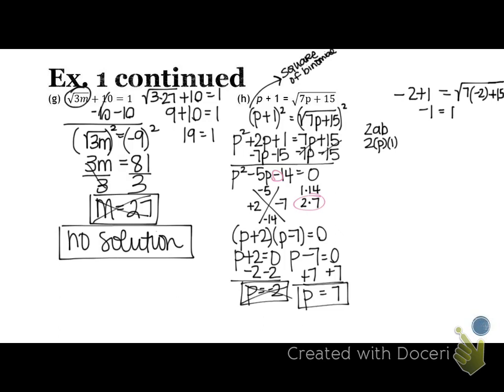Now we check our 7. 7 plus 1 equals the square root of 7 times 7 plus 15. What is 7 plus 1? 8. And again, we do the square root of, in parentheses, 7 times 7 plus 15. And what do we get? Does 8 equal 8? Then what is our only answer to this problem? P equals 7. And that is lesson 10.3.